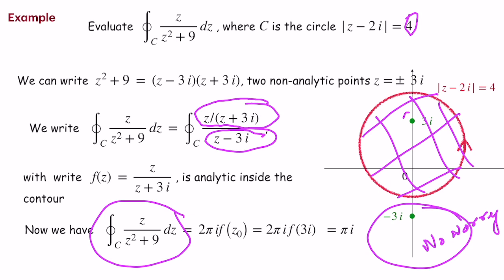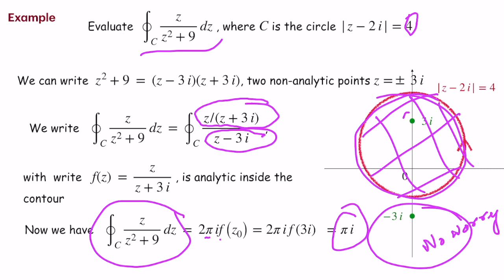This integral is equal to 2πi times f(z naught), that is 2πi times f(3i). So we can substitute here. It's a fairly straightforward job, and you simply get πi. So that is the value of the integral over this contour and for the given function. So this is how we exploit Cauchy's formula to evaluate integrals.